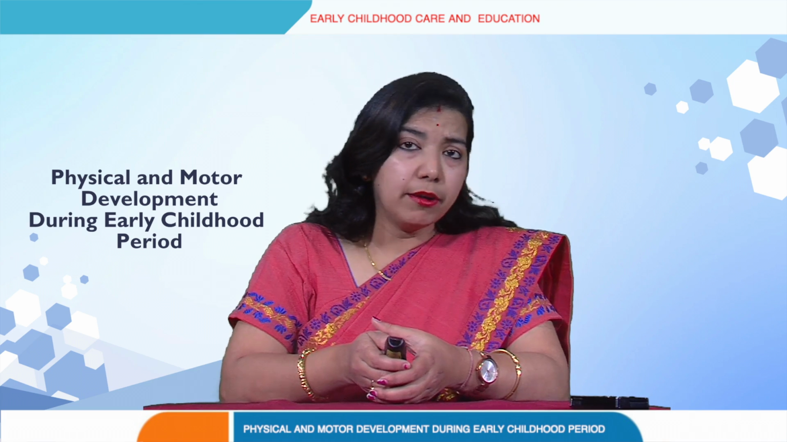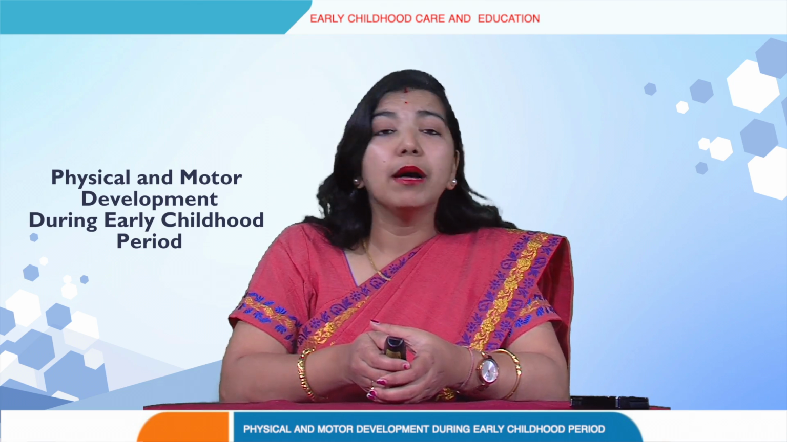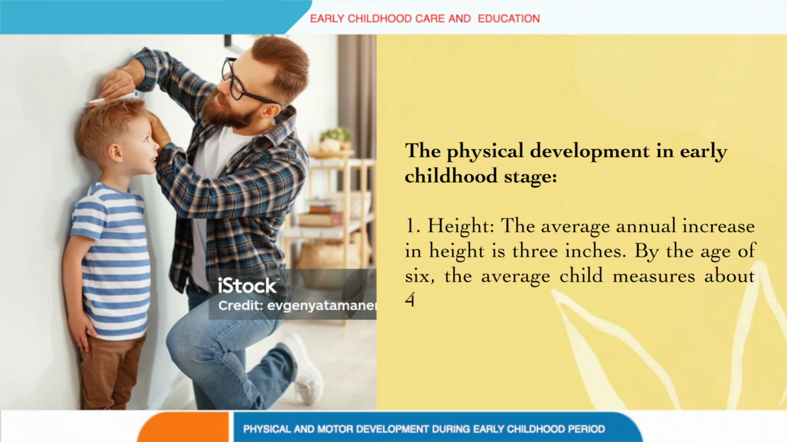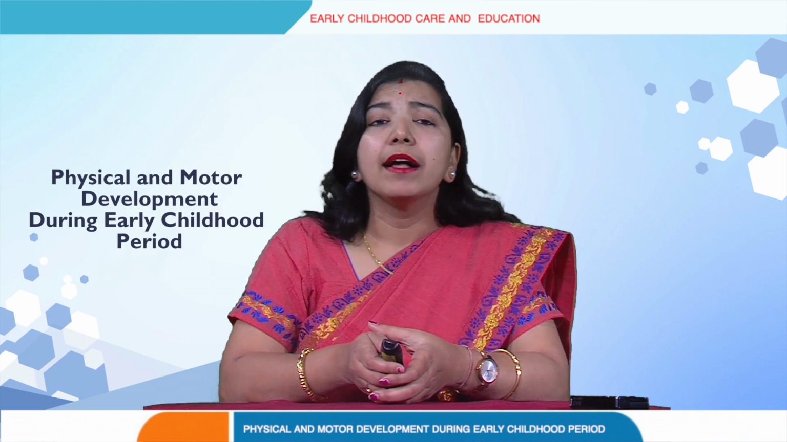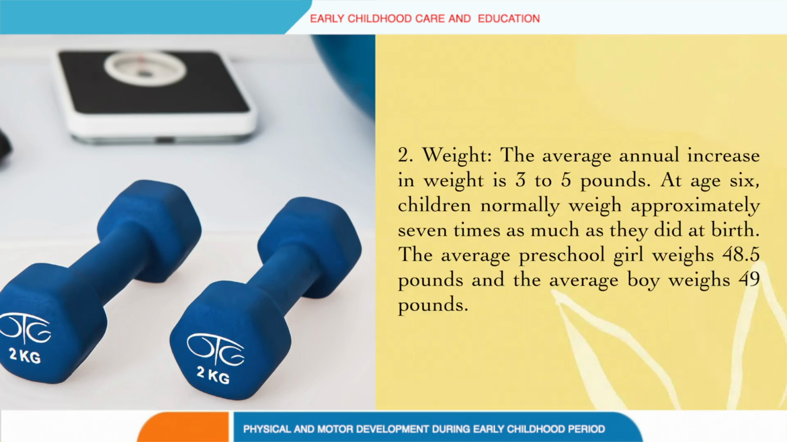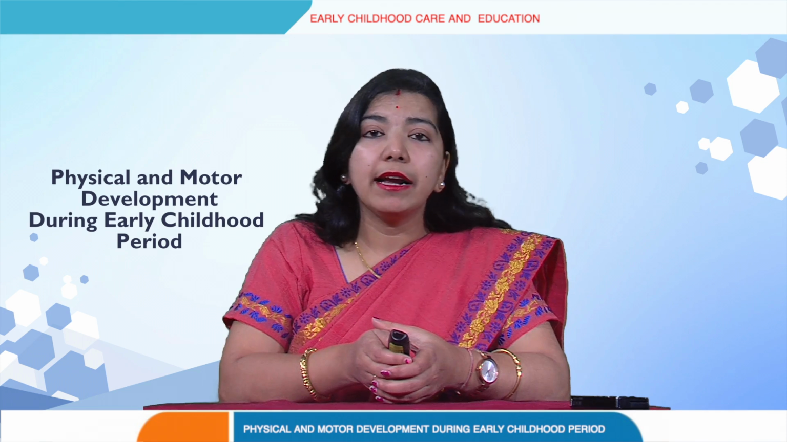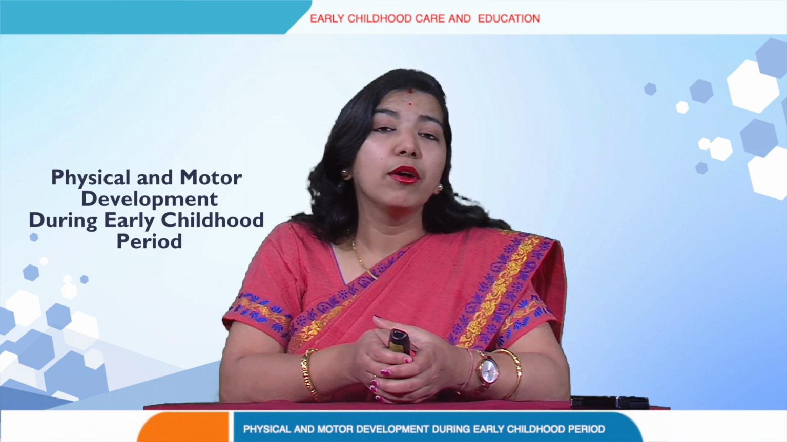We can discuss the physical development in the early childhood stage under the headings of, number 1, height. The average annual increase in height is 3 inches. By the age of 6, the average child measures about 46.6 inches. This is based on the report of a study by psychologists and researchers. Then, the second one is weight. The average annual increase in weight is 3 to 5 pounds. At the age of 6, children normally weigh approximately 7 times as much as they did at birth. The average preschool girl weighed 48.5 pounds and the average boy weighed 49 pounds. So we can find differences in terms of gender among the children.